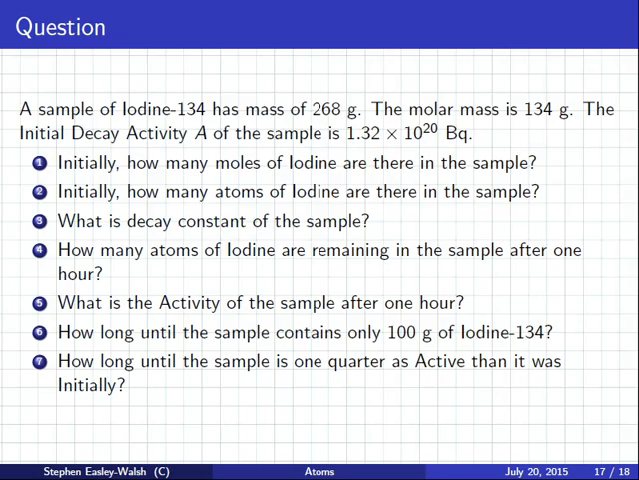So my hint for 6 is you should first convert 100 grams into atoms. Although there is another way to do it too, but this is one way to do it. How many, what do you do to convert 100 grams into number of atoms? Divided by? 100 divided by 134, and then multiply it by Avogadro's number.